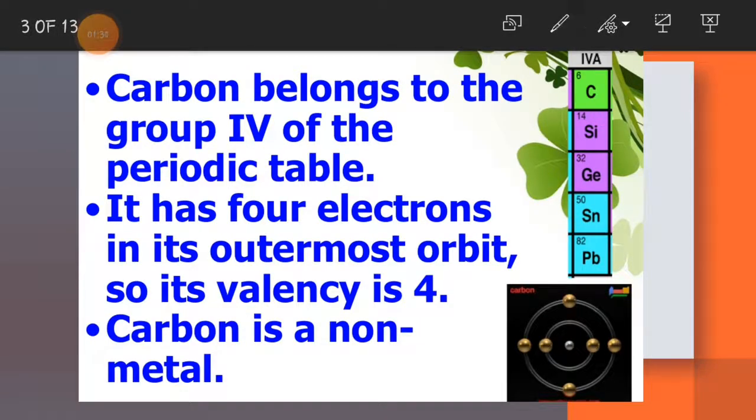So since carbon belongs to group 4, it has 4 electrons in its outermost orbit. Therefore, its valency is also 4. By valency, I mean that carbon forms 4 bonds. Carbon is a non-metal.